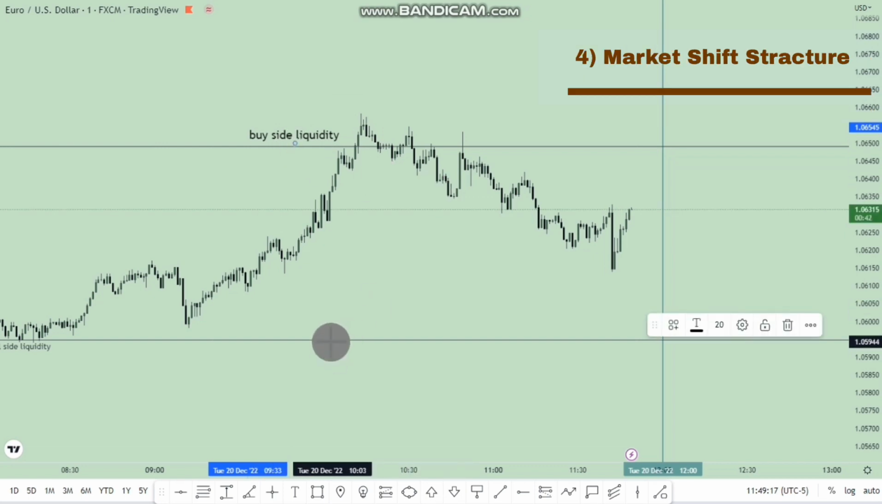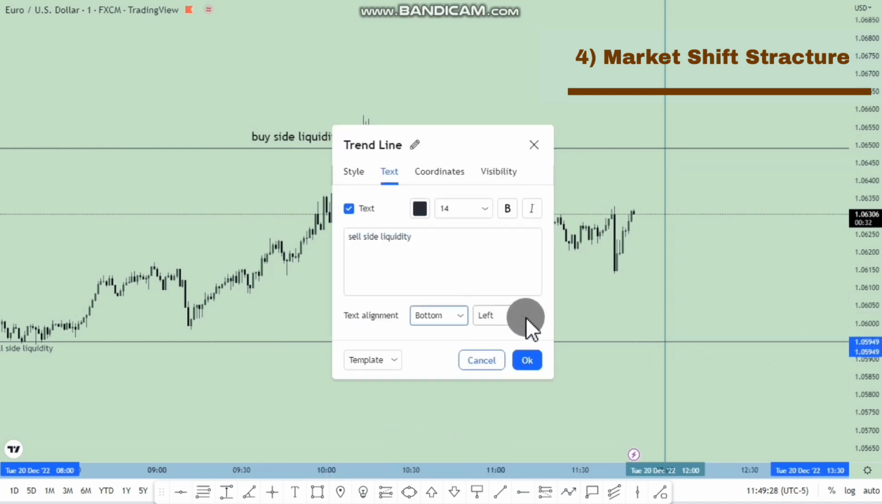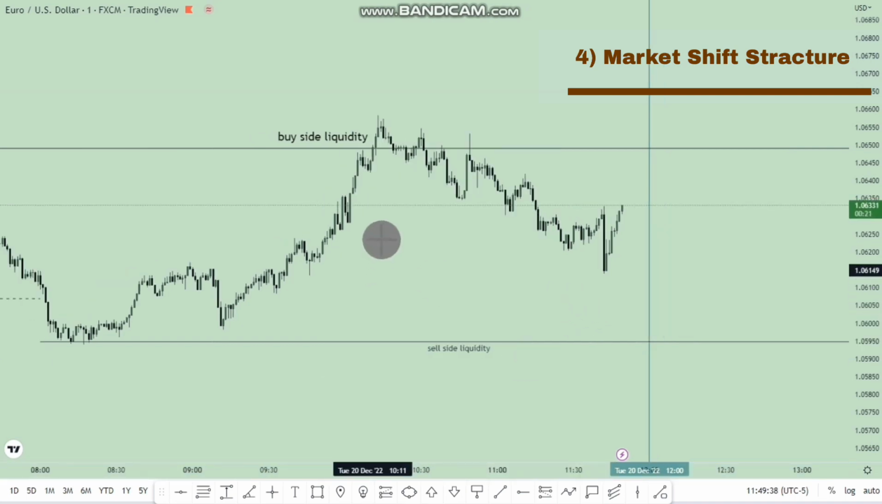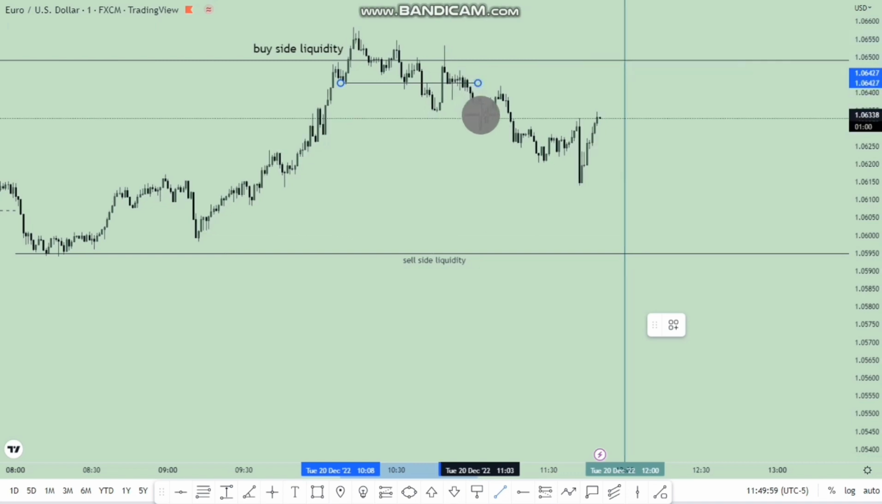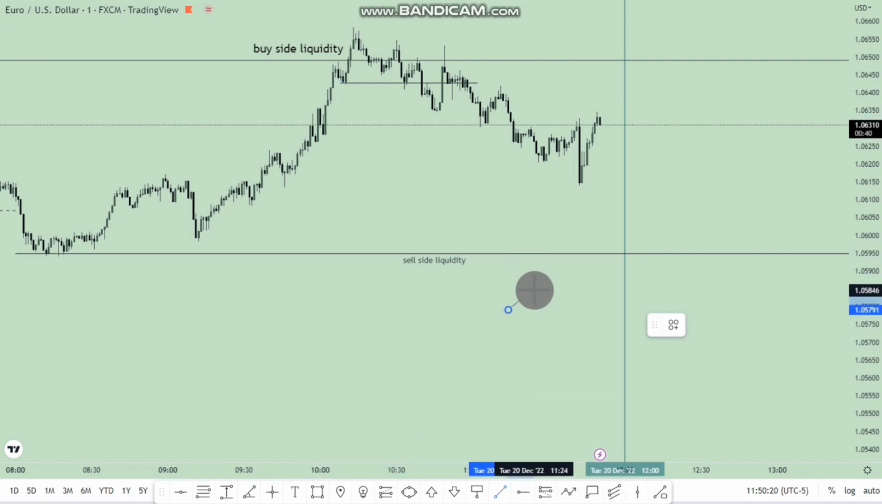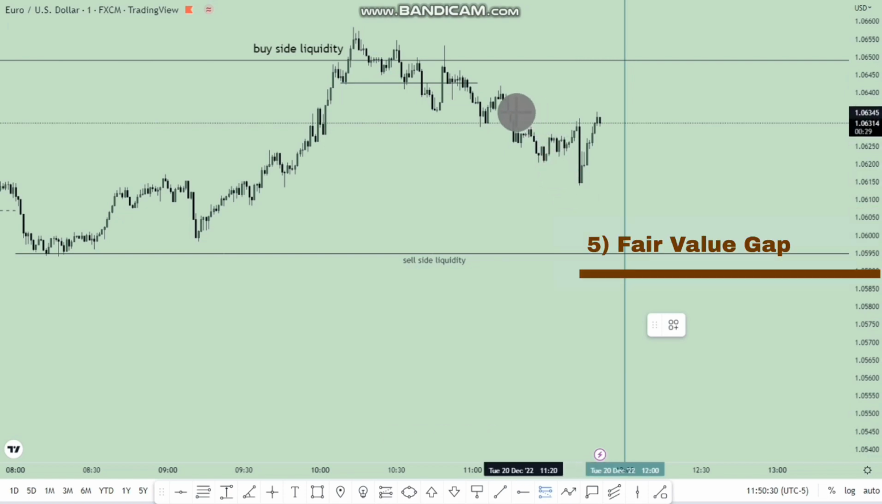So the third thing we are going to look for is market structure shift. Let me just label these ones. So the second thing is we're going to look for the market shift, which is around that line. That's our shift. As you can see, price is moving away from the shift, which means we missed the first entry of the trade, but it's never too late for you. You can take advantage of it by entering from other fair value gaps.